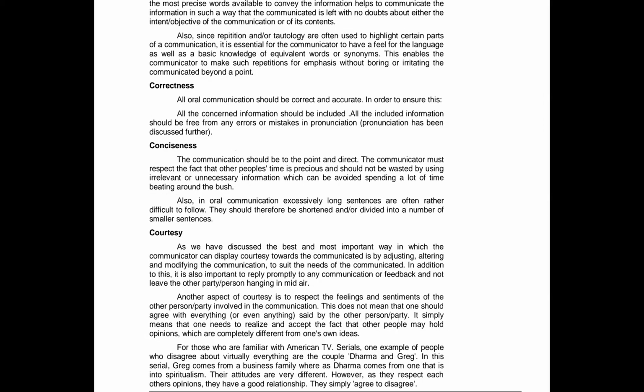Correctness. All oral communication should be correct and accurate. In order to ensure this, all the concerned information should be included, right? All the included information should be free from any errors or any mistakes in pronunciation, right?